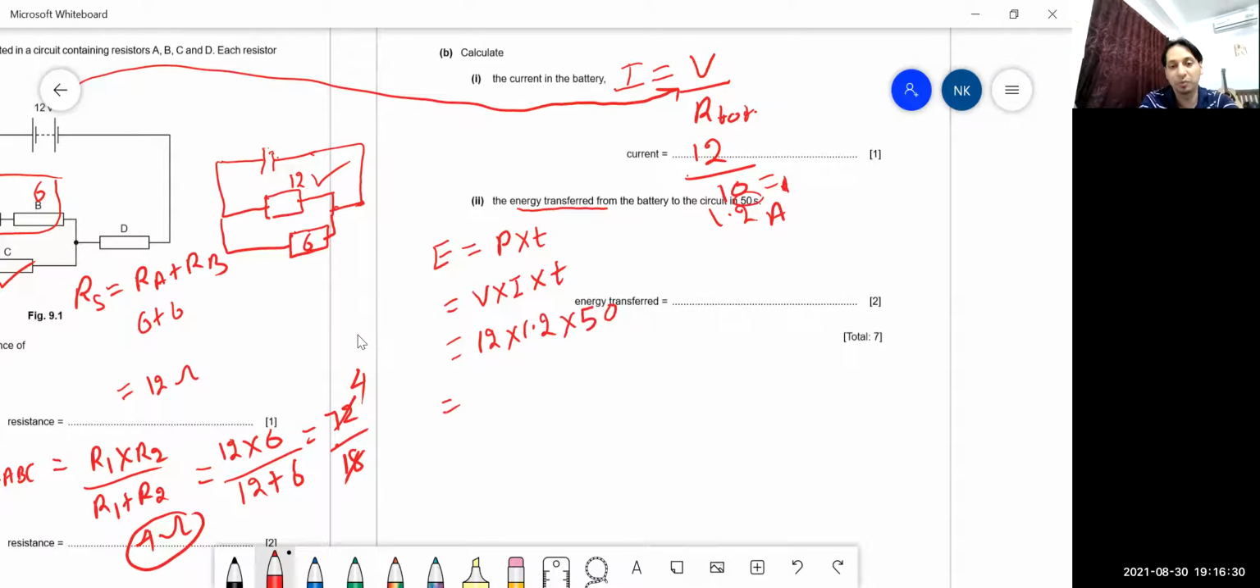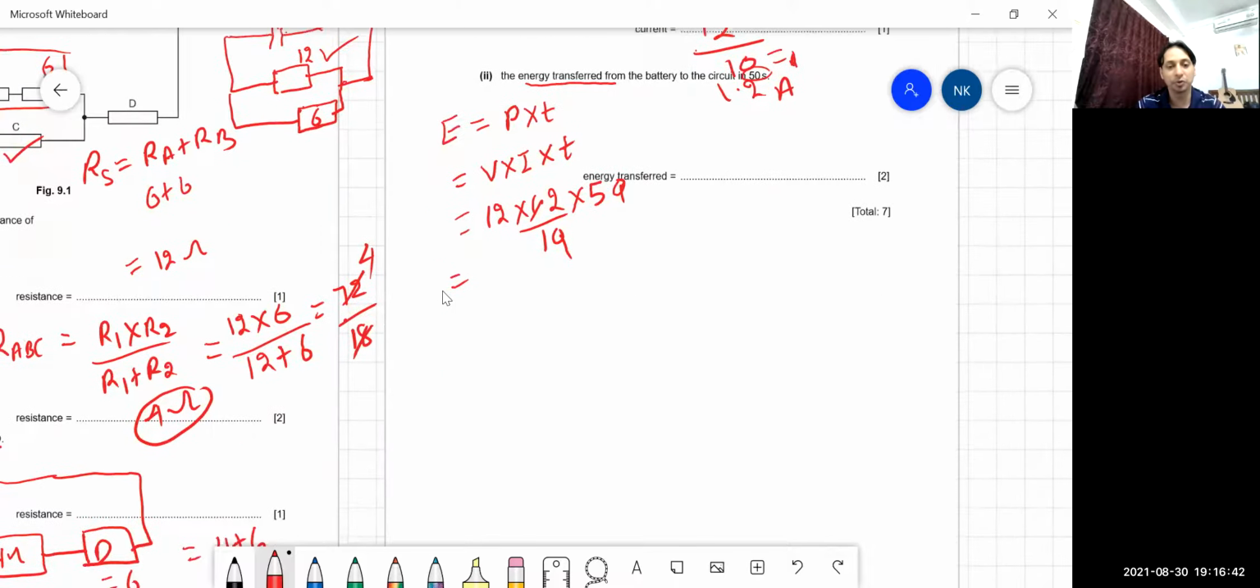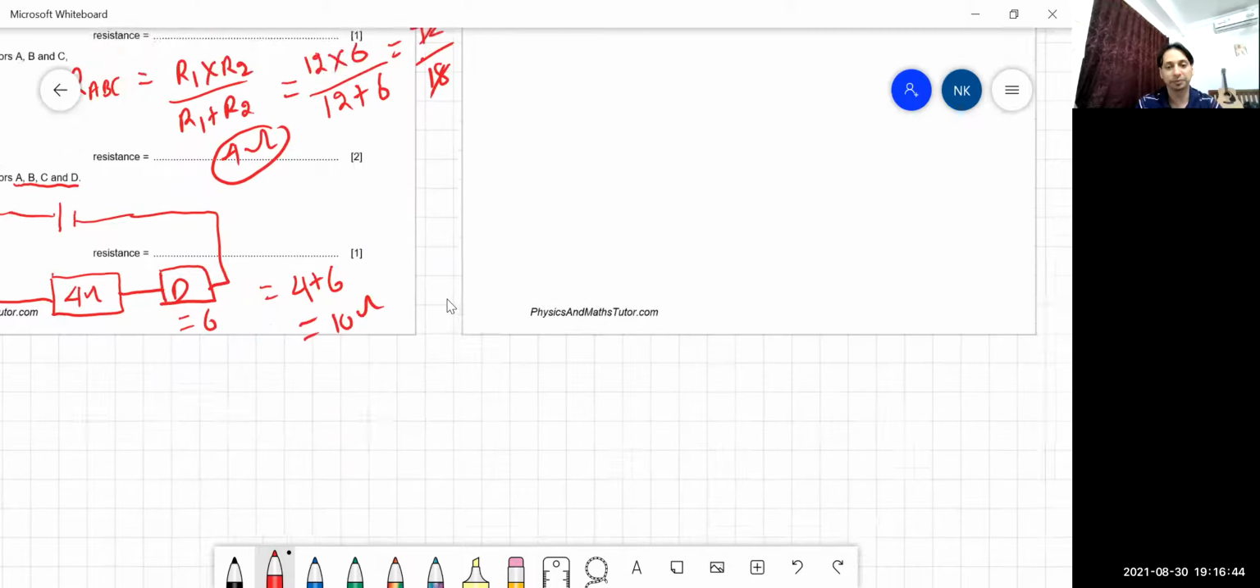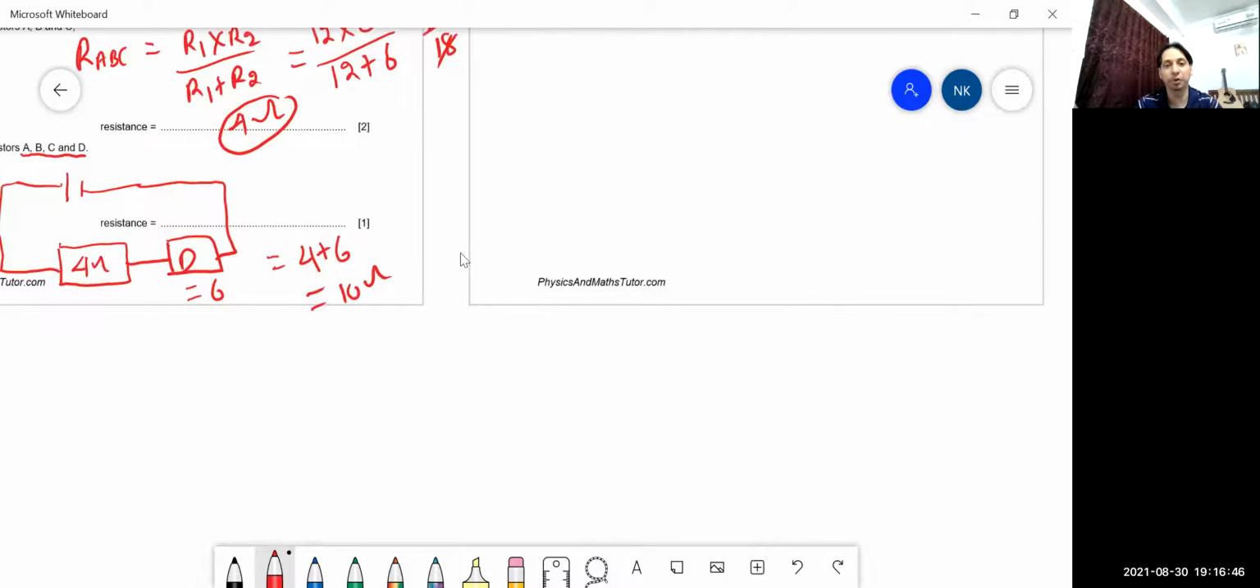So let me replace this decimal here, and now you multiply 12 into 1.2 and 50, and you will get the answer. I'm not doing it here, you multiply by yourself, and remember to put the unit in joule. Energy will be in joule.